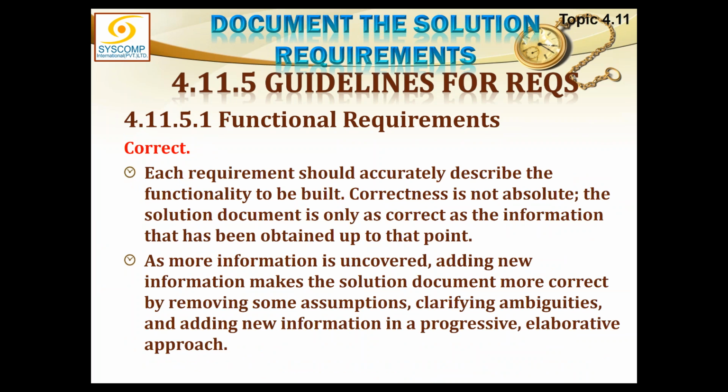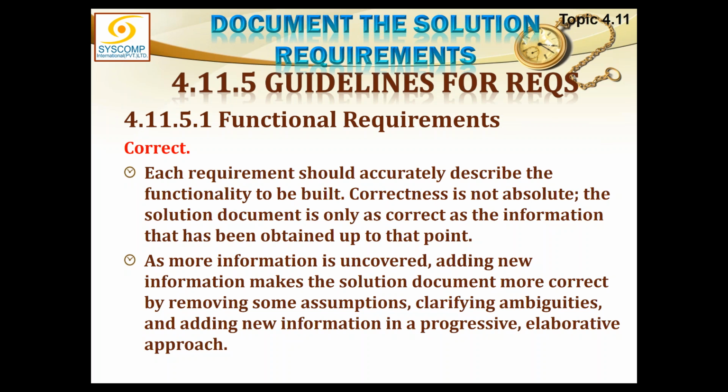4.11.5.1. That is correct. Yes, sir. Each requirement should accurately describe the functionality to be built. Correctness is not absolute. The solution document is only as correct as the information that has been obtained up to this point. You cannot ensure that whatever you are writing is correct because the information provided to you was wrong and you don't know that it was wrong. So whatever you are doing seems correct to you, but it might not actually be correct. So it has to be checked and confirmed that the information you are putting in the functional requirement is correct.